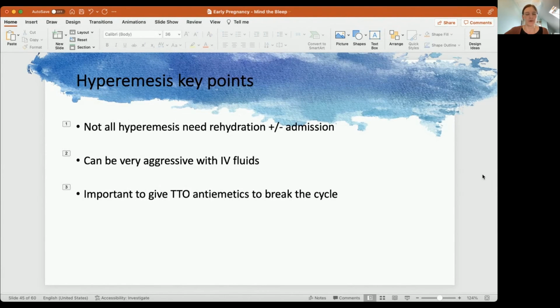So hyperemesis key points. Not everybody needs to be rehydrated and admitted. So not everybody needs to come from GP to come in. We'll get quite a lot of GP referrals like that. But if she doesn't have any ketones, she doesn't need to make the trek up to the hospital and just give her some anti-sickness tablets. Essentially, none of them are contraindicated in pregnancy. Only the ondansetron is the only one with a little issue, but they're safe in pregnancy. You can be very aggressive with IV fluids, and important to give a TTO antiemetics to break the cycle.